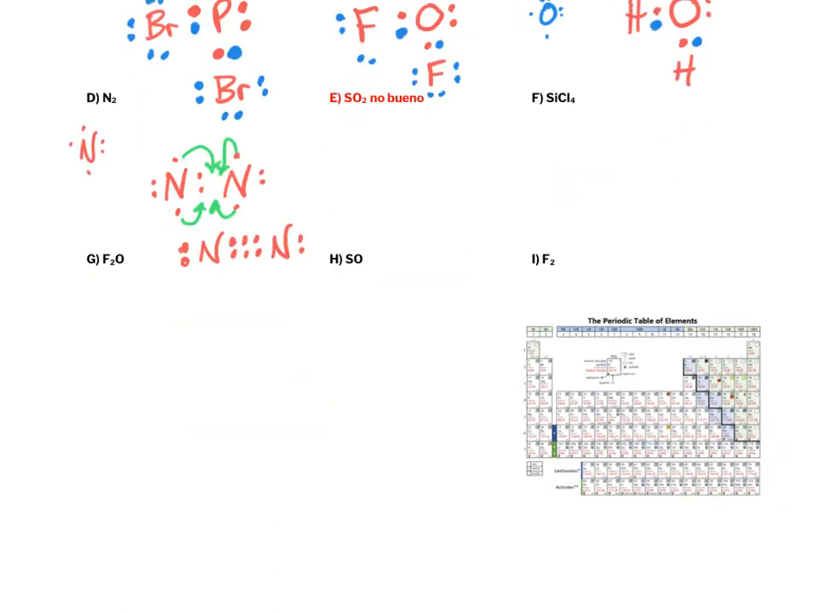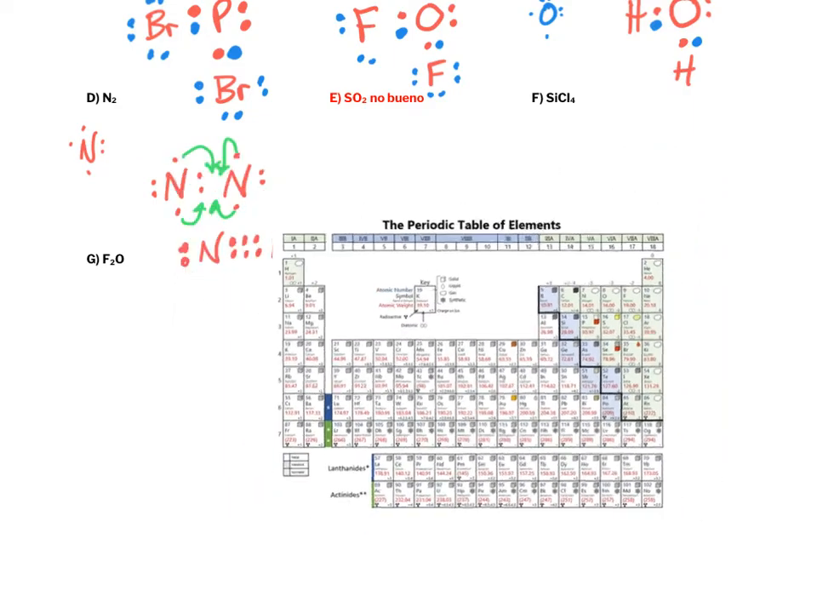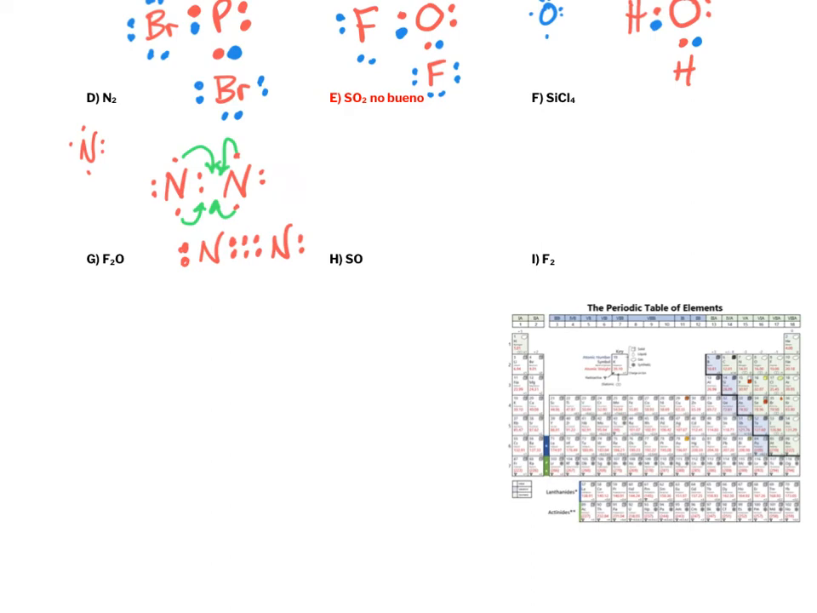All right, let's see if we can figure out SO2. Now, what's S going to be? S is in the column with 6 dots, and O is in that same column with 6 dots. So we have S with 6 dots, and we have O with 6 dots. Now, if we put these two things together, the S can share an electron. This might be one of those cases where we have to do a double bond. We have to have 2 O's in here.